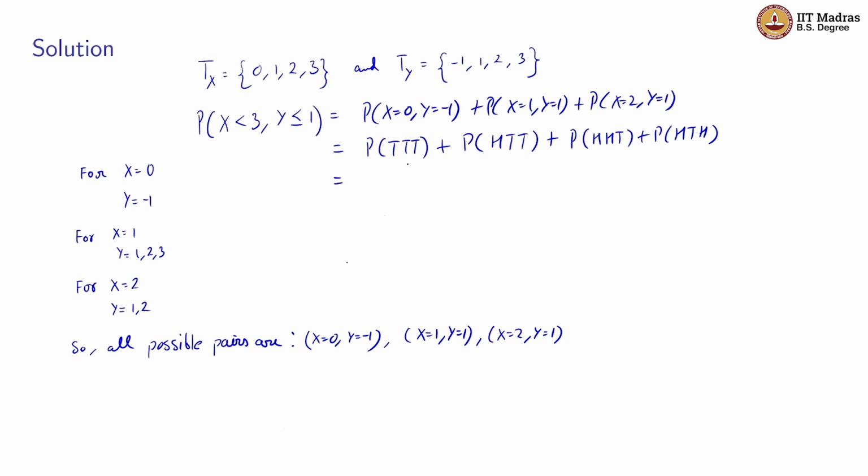So now, as the coin is fair, all these probabilities will be 1 by 8. So this will be equal to 4 by 8, which is 0.5. And this is the required answer.